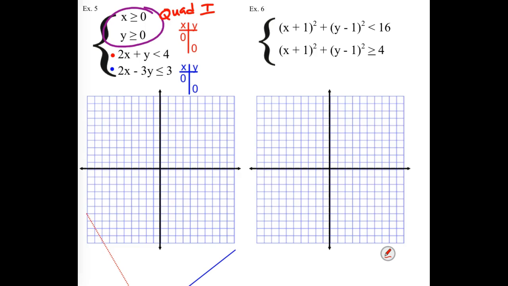The first one has a less than symbol in it, so it would be a dotted line. Putting 0 in for x, we have 0 plus y has to be equal to 4, so my y-intercept would be a 4.